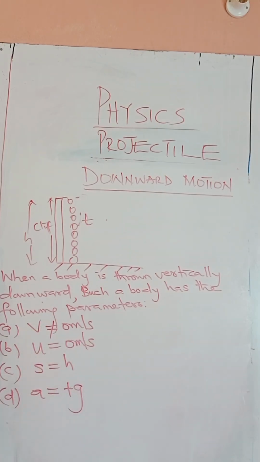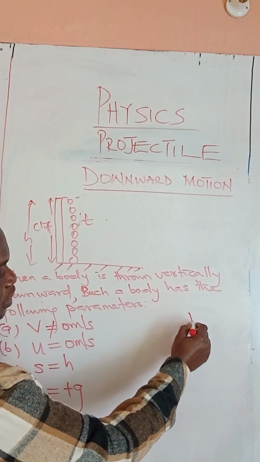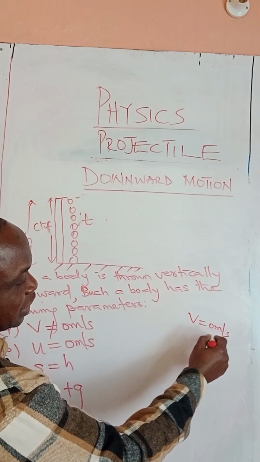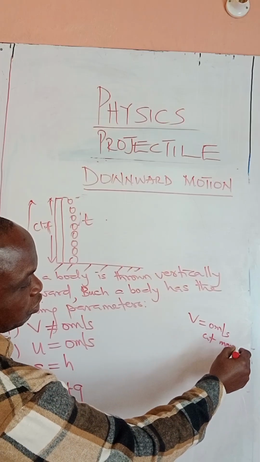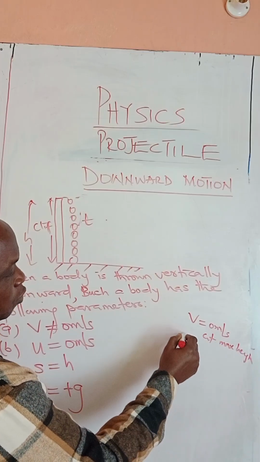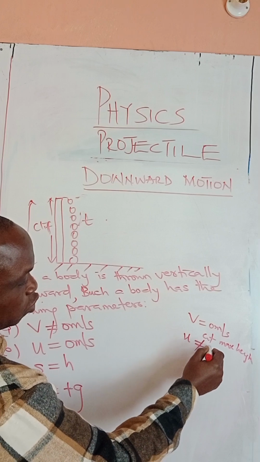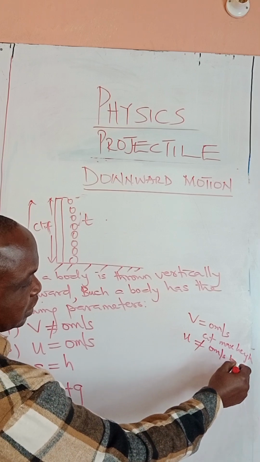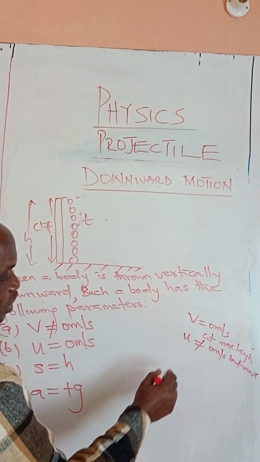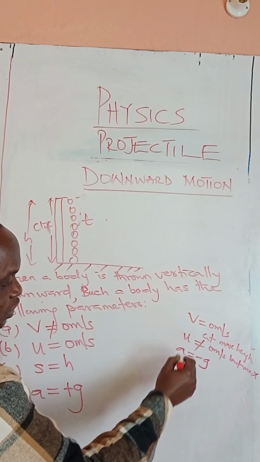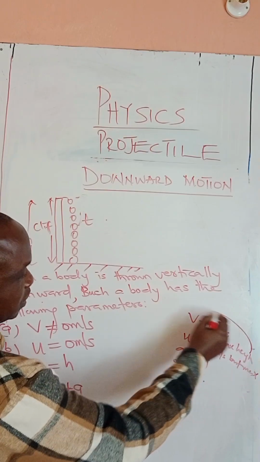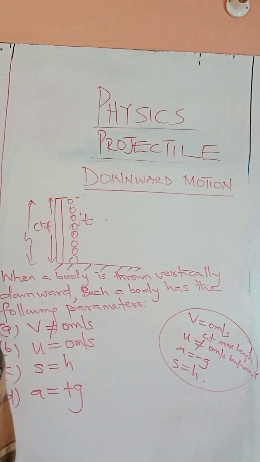These are the parameters for downward motion. Let me remind you, under upward motion, I said V is equal to 0 meter per second at maximum height, while U is never equal to 0 meter per second. Our a is equal to minus g, and S still remains h. These are the parameters for upward motion, and for downward motion, these are the parameters.